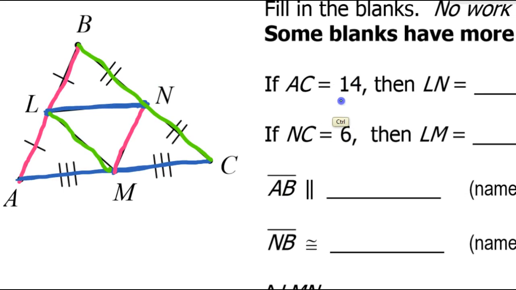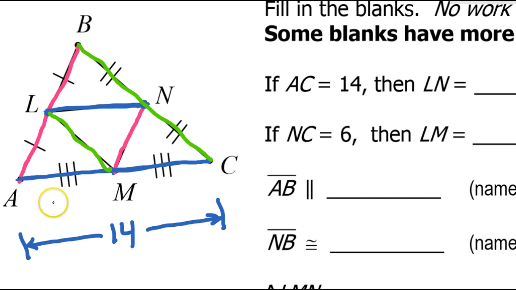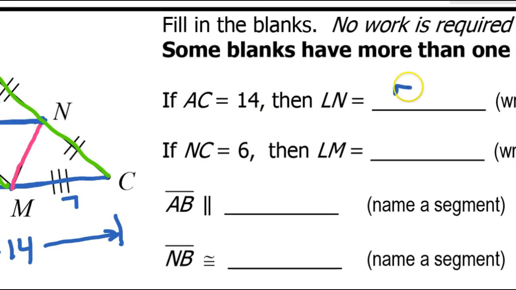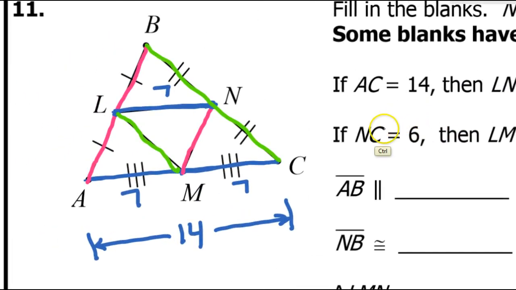Okay, so AC is 14. So we're told that this is 14. All right, so since M is the midpoint, that means that AM is 7 and MC is 7. Okay, and LN is also 7. All right, really all three of these segments are half of the parallel side. So LN is 7. Okay, NC is 6. That means that BN is also 6. All right, that means that BC is 12.